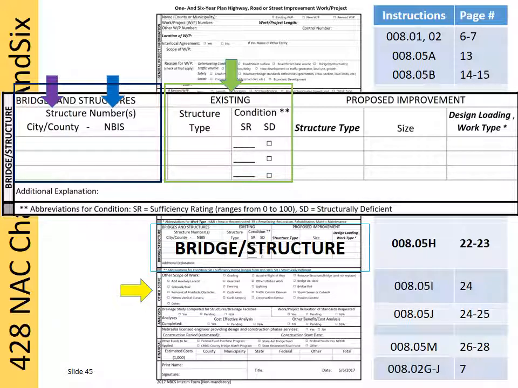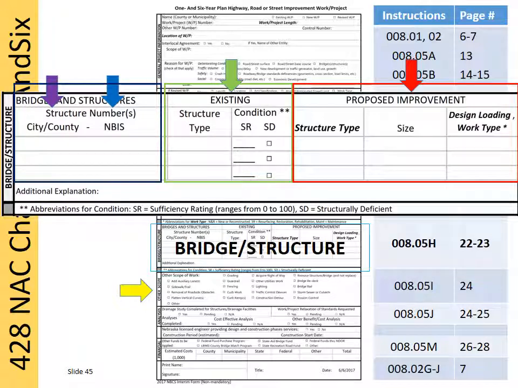Enter the structure type and condition information. There is a drop-down box for structure type. The right side is for information on proposed improvements. Enter the proposed bridge or structure type, the size, design loading, and work type. There are drop-down boxes for structure type and design loading and work type. For size, the entry is manual.